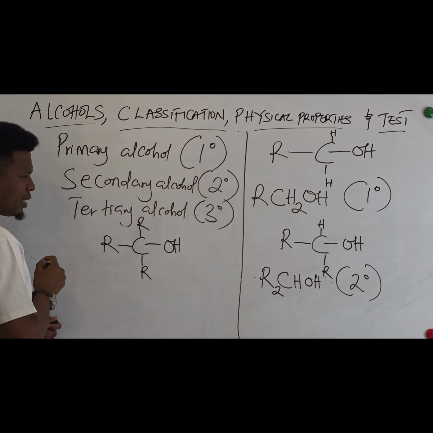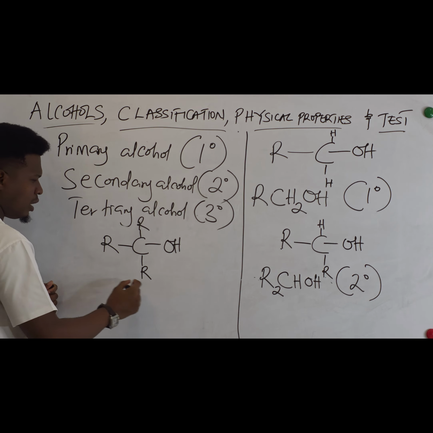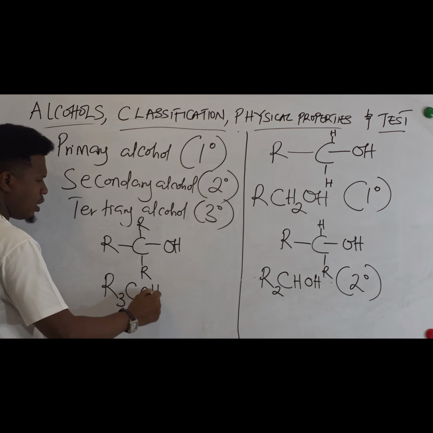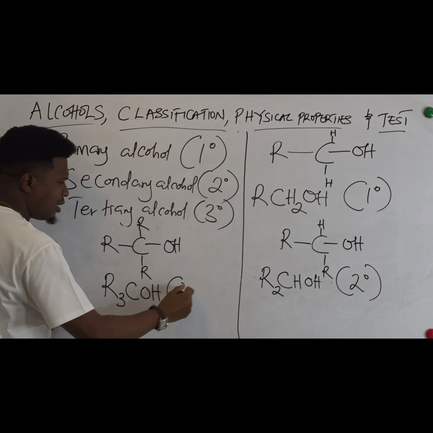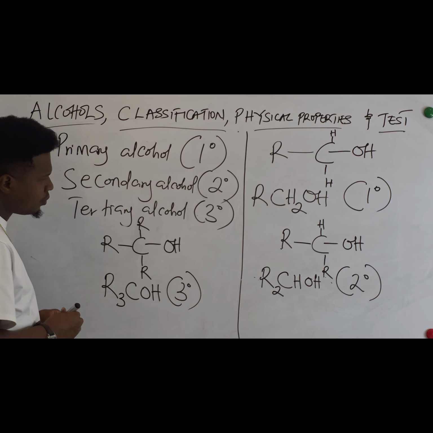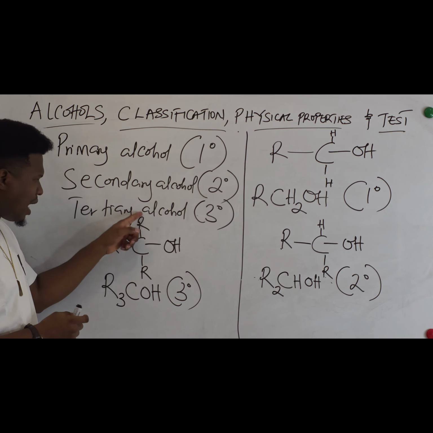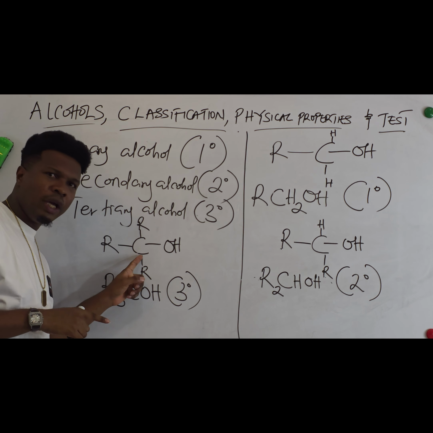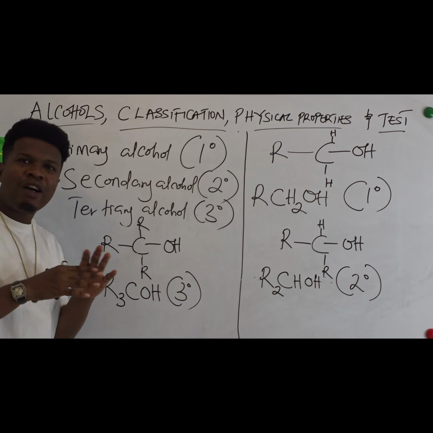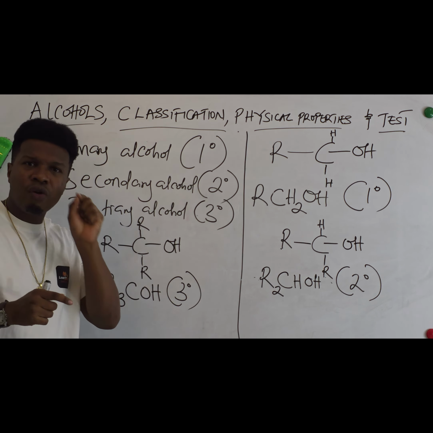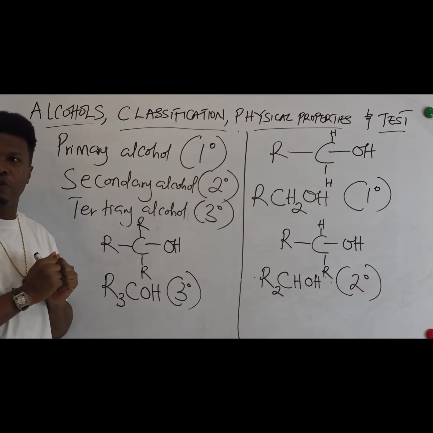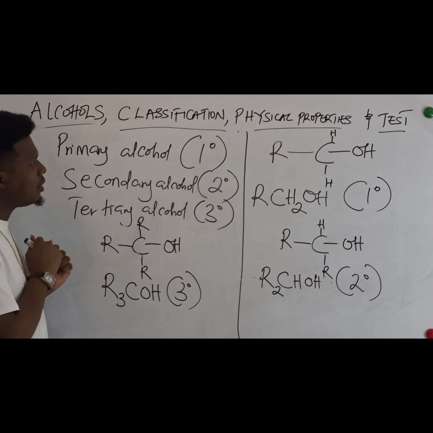Okay? So meaning that the general formula for tertiary alcohols is R3COH. This is a 3-degree alcohol. So now, tertiary alcohols have 3 alkyl groups and no hydrogen connected to the carbon that has the what? The OH. So remember, we are not looking at any other hydrogen, but the hydrogen that is connected to the carbon that is bearing this OH group. So that's how we get the class.